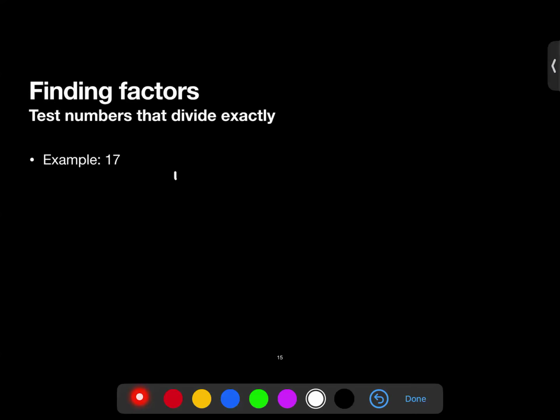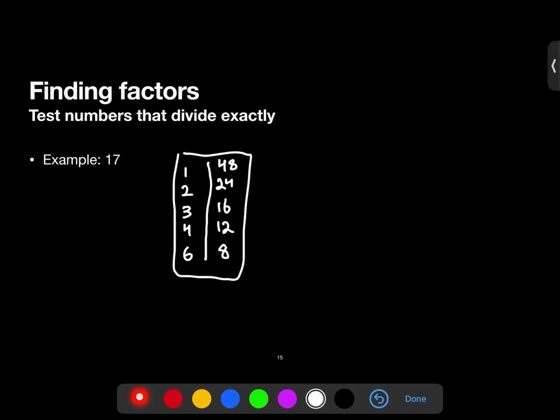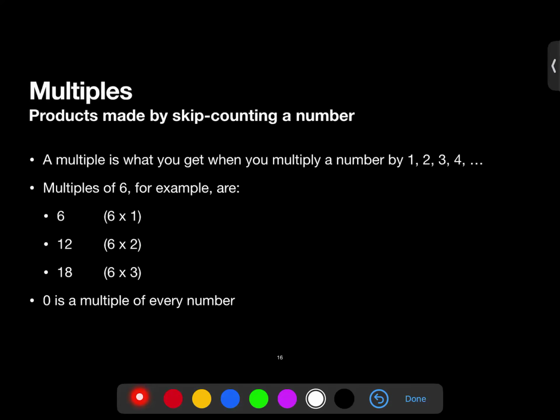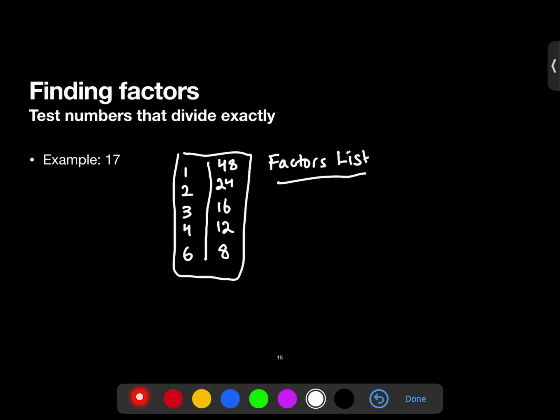Okay, sorry. So we have 1, 2, 3, 4, 6. We have 8, 12, 16, 24, and 48. So this is our factors list. So these are all the 10 factors, right? We have 10 numbers here that are factors of 48.